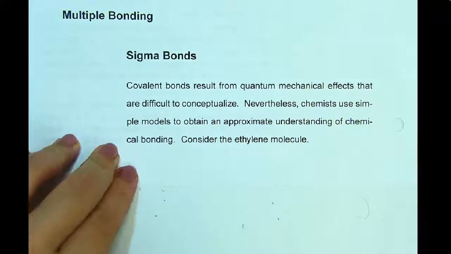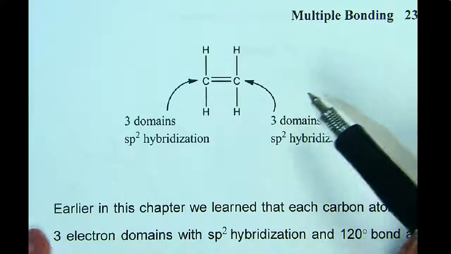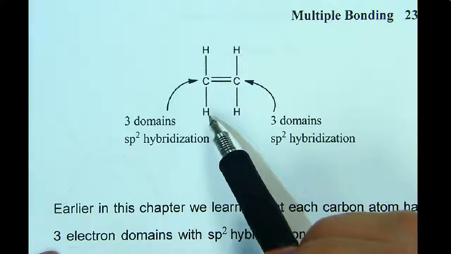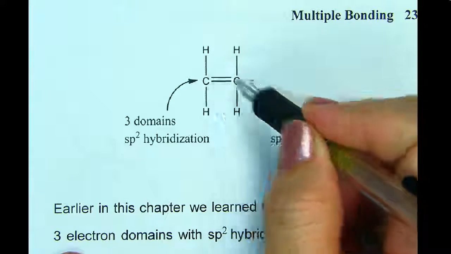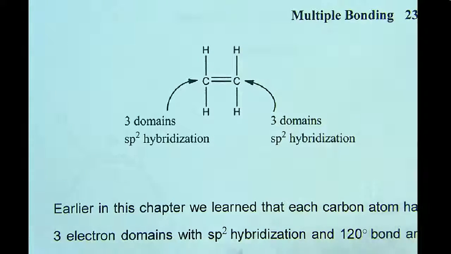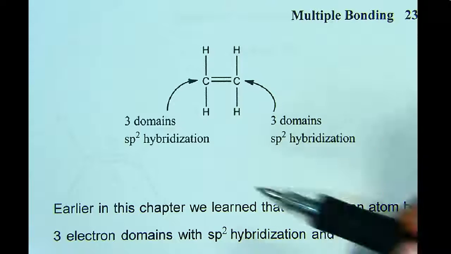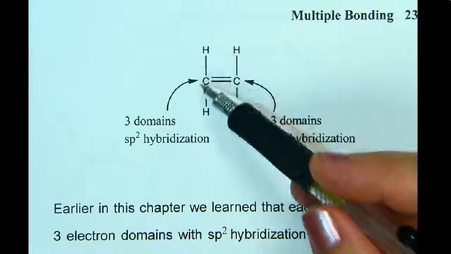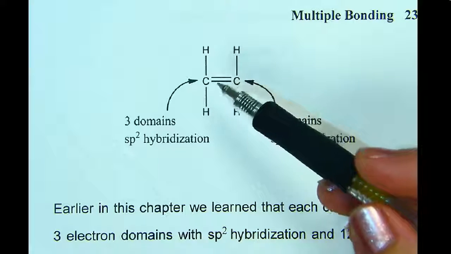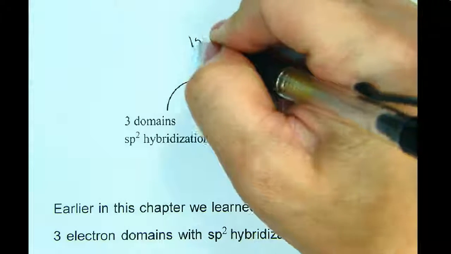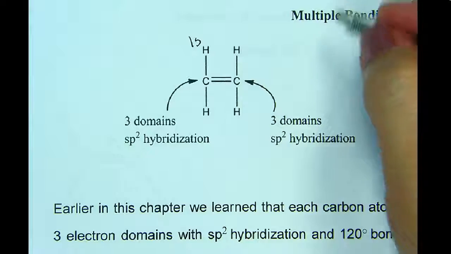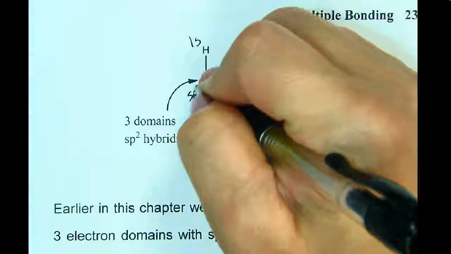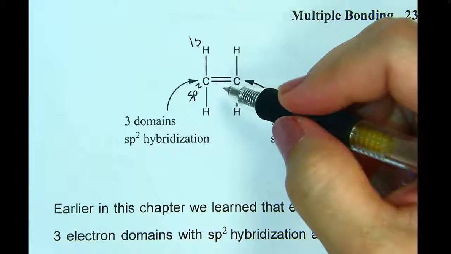Consider the ethylene molecule. Earlier in this chapter, we learned that each carbon atom has 3 electron domains, 1, 2, 3, with an sp2 hybridization and 120-degree bond angles. The bonding picture we developed showed that each carbon-hydrogen bond was the result of the overlap between a 1s atomic orbital on the hydrogen and an sp2 hybrid orbital on the carbon.